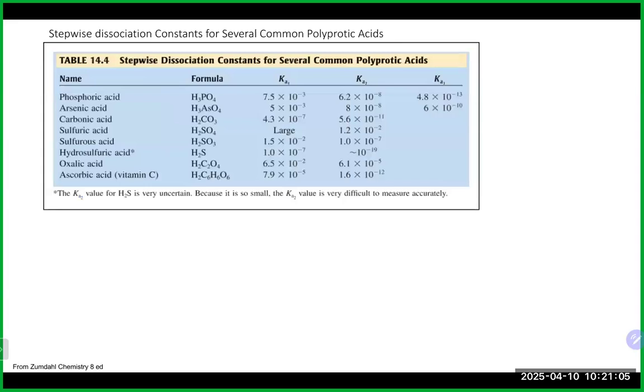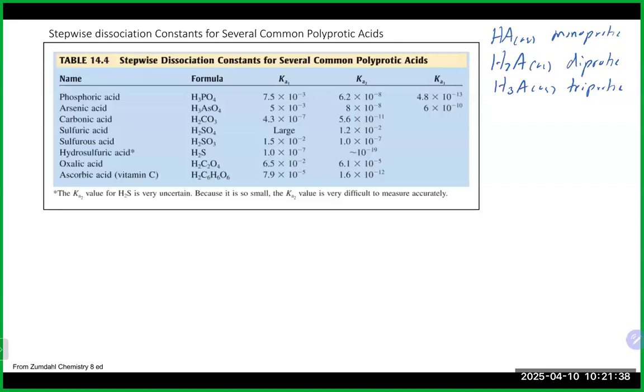All right, so let's then talk about polyprotic acids. Polyprotic acids are obviously acids that have more than one hydrogen to give. So again, as we talked about earlier on, you can have HA, which is monoprotic. It's got one hydrogen to give. H2A, which is diprotic, has two hydrogens to give. And H3A, triprotic, has three hydrogens to give.